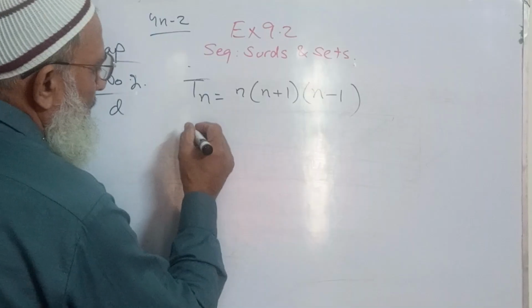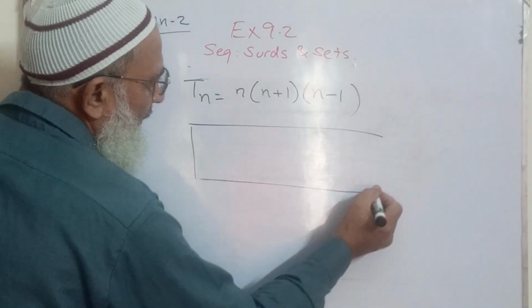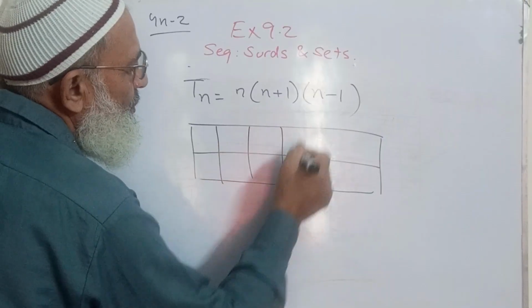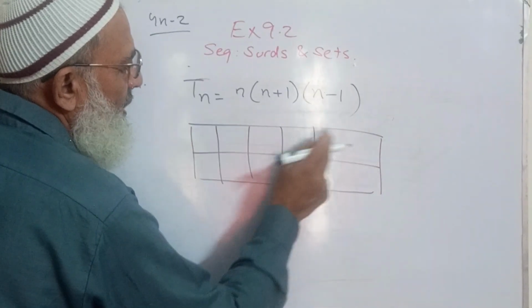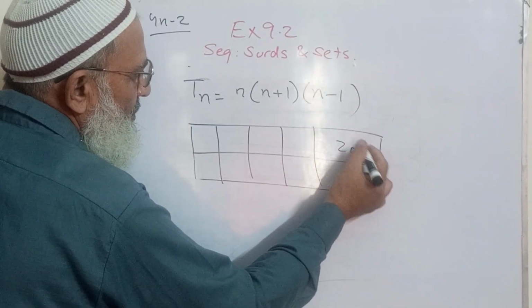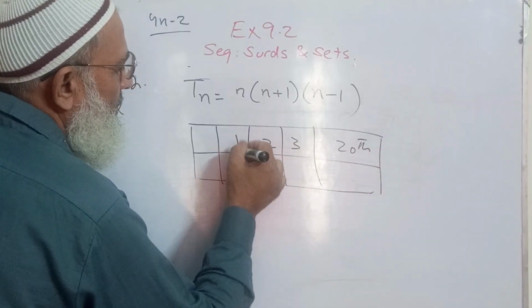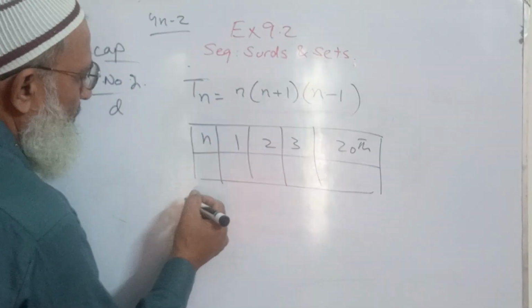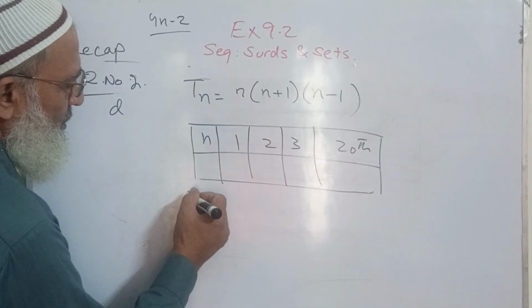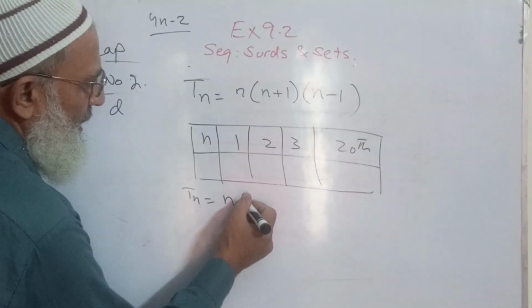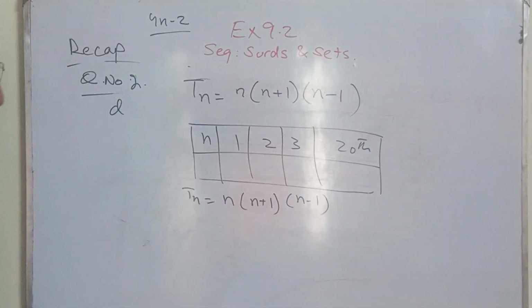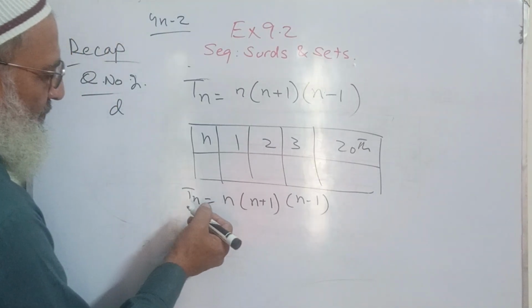Okay, first three and the 20th. First three, 1, 2, 3 and the 20th. So this is 20th, this is 3, this is 1, this is 2, this is n. Now our formula is Tn equals n times n plus 1 times n minus 1. So this is the pattern given to us.